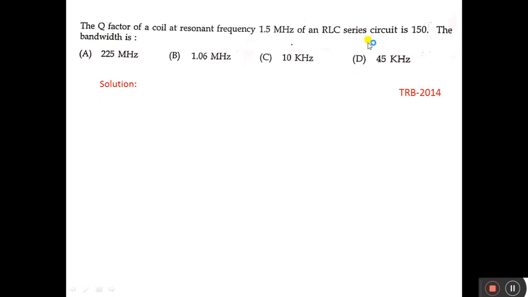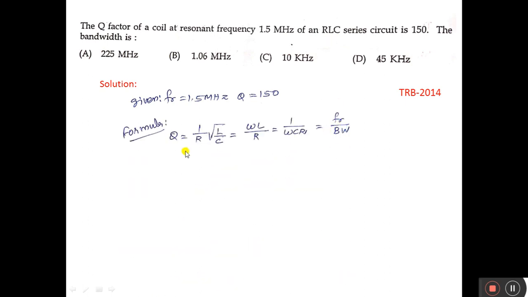Given data: resonance frequency 1.5 megahertz and the Q factor is 150. We need to calculate the bandwidth of this RLC series circuit. We have the general formula for an RLC series circuit: Q equal to 1 by R root L by C, or omega L by R, or 1 by omega CR, or resonance frequency by bandwidth. Depending upon what the question asks, we can choose the formula.